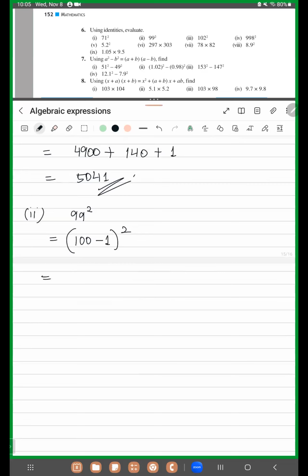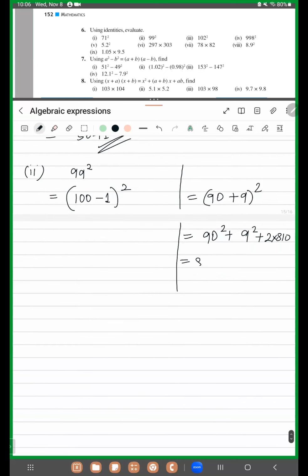So, let's do one thing. You try with a minus b, this 100 minus 1 whole square, and I will try with 90 plus 9 whole square. And we will see who completes quicker, so that we can see which method is more effective. Okay. It's a square minus 2ab plus b square.